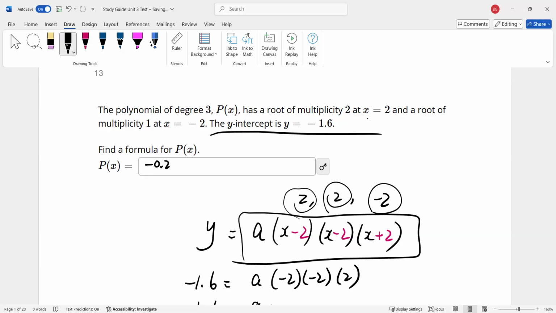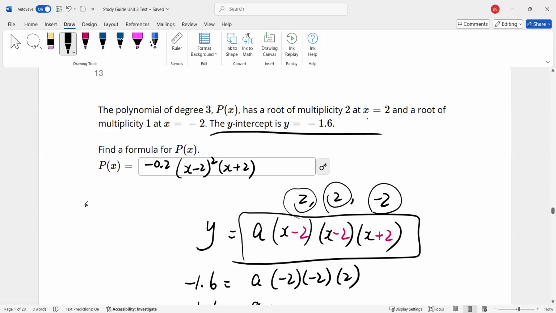If you want, you can write (x minus 2) to the power of 2 times (x plus 2). I think you probably do not need to multiply it out. This would be good enough. I think I tried.